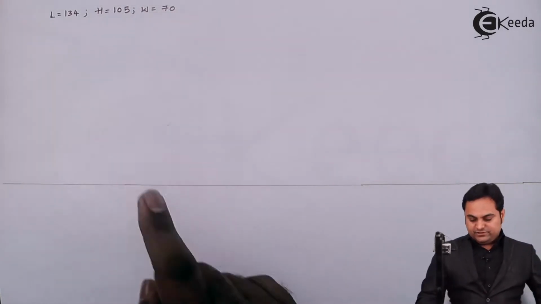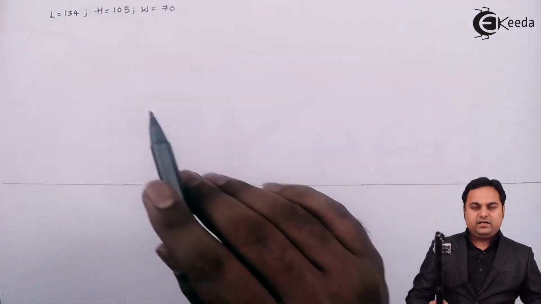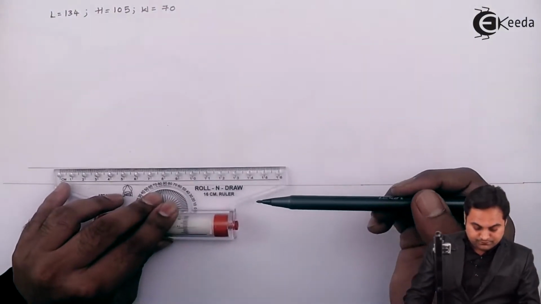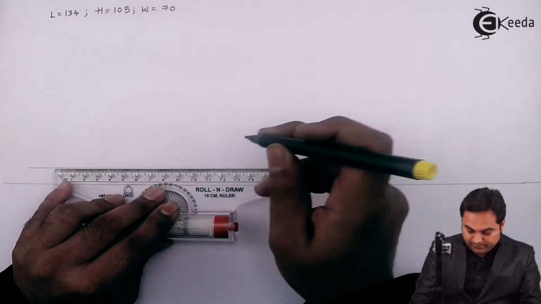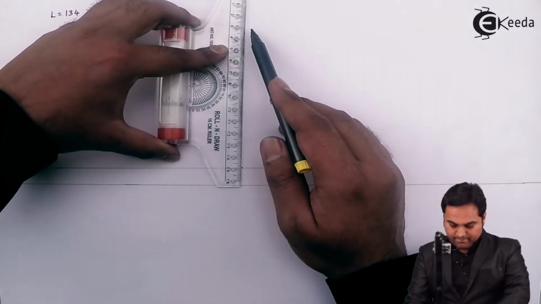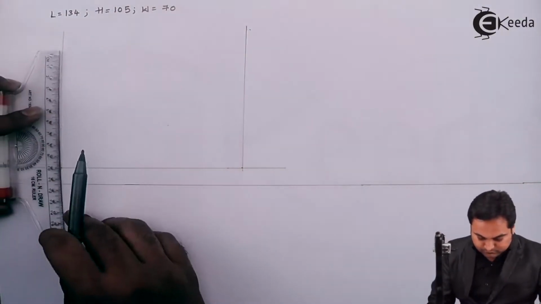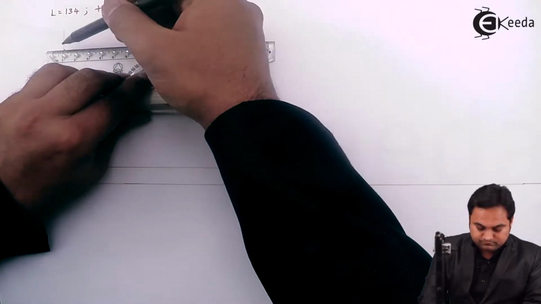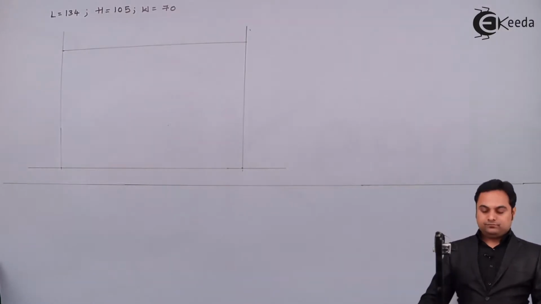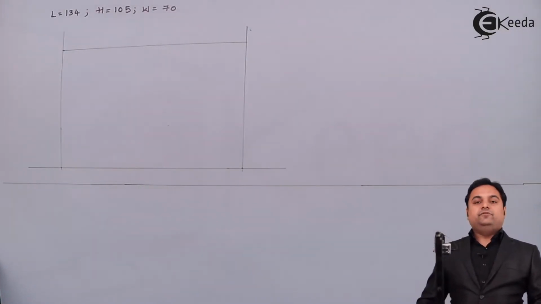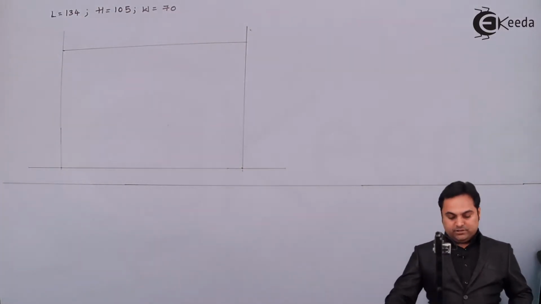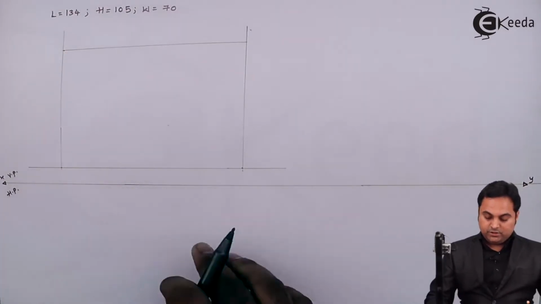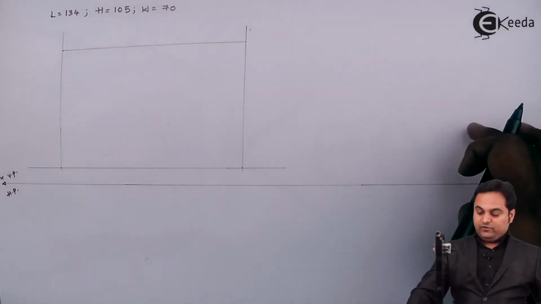So starting with the front view first. In front view, length and height are visible. Length is 134 mm, height is 105. Marking 105. So this is the box inside which we should draw the front view. Top view will be in HP. Here I'll mark, this is the XY line. Here we have VP. This is HP. So top view will be in HP and side view in VP on the right hand side.